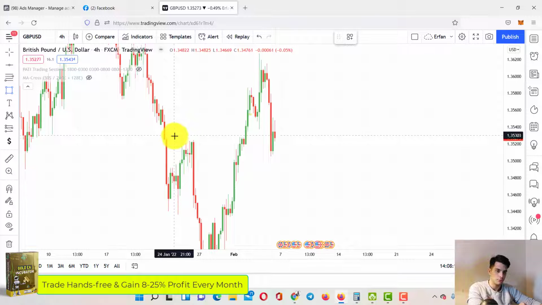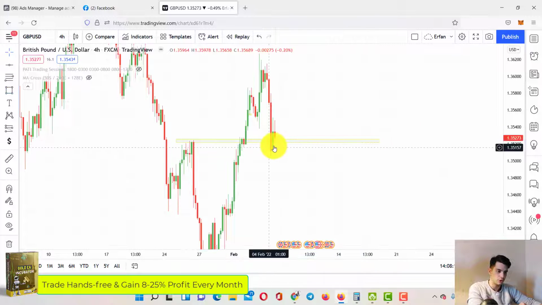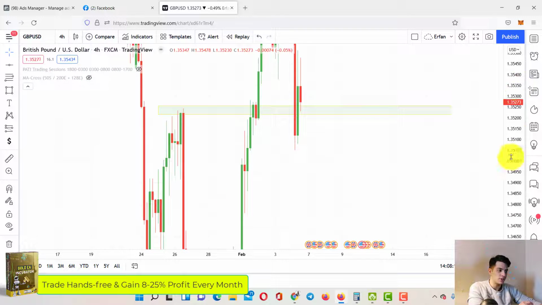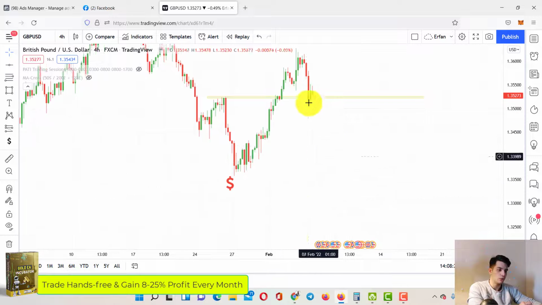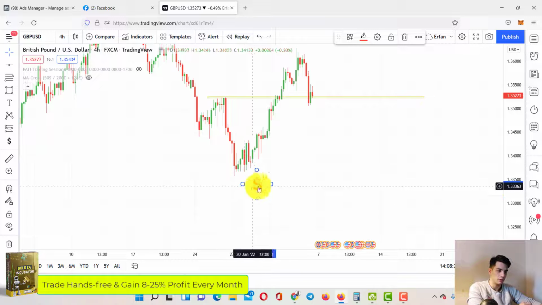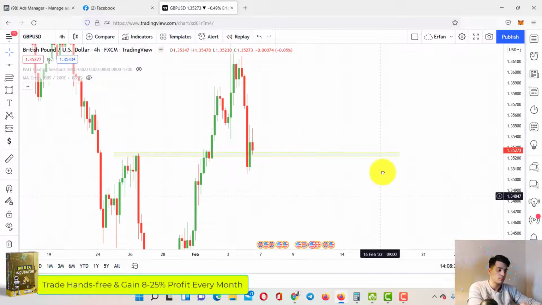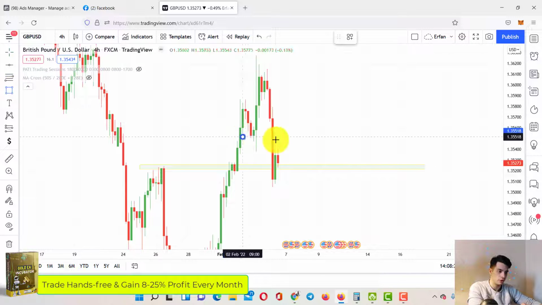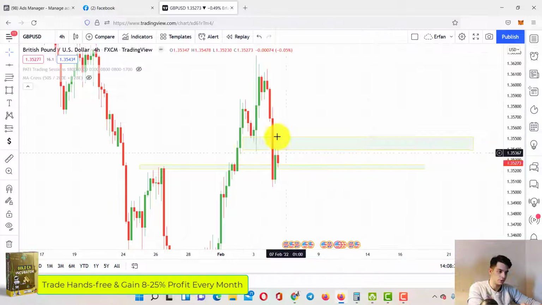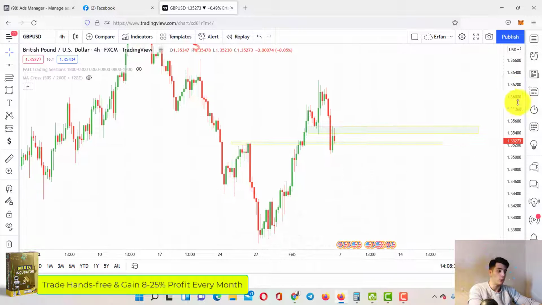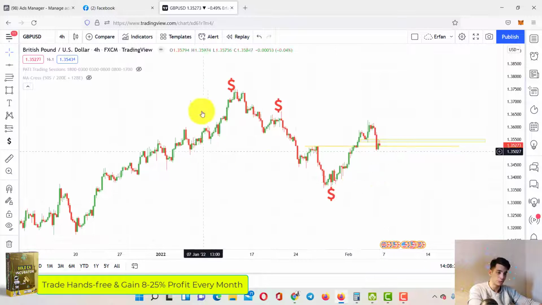But if I want to draw this support level, you see that this support level has been broken into. So maybe the price is still trying to come down further to stop out all these buyers right here, because this support level has been broken and we have a very strong resistance level here as well. So right now the price is kind of indecisive, but the overall trend is bullish.